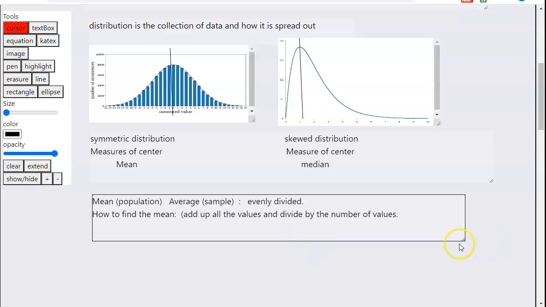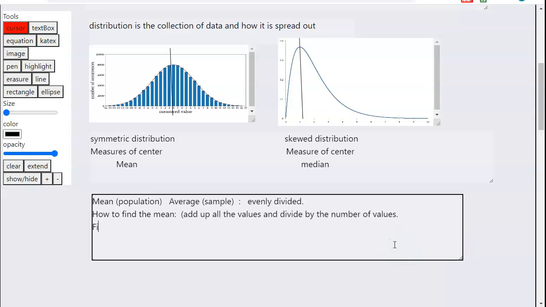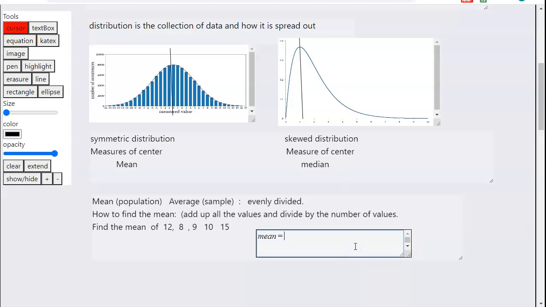All right, so let's do an example where we find the mean of 12, 8, 9, 10, and 15. We've got 1, 2, 3, 4, 5 numbers. So our mean is going to equal 12 plus 8 plus 9 plus 10 plus 15, and then we divide by our number of data points, 5. That's just as if we broke everything into equal pieces. When I did this calculation, I got 10.2. So my mean is 10.2.